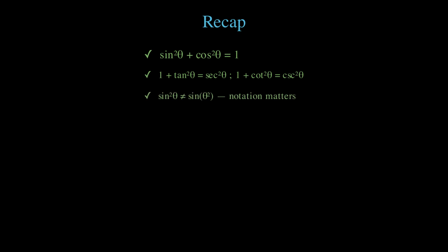Recap. Sine squared theta plus cosine squared theta equals 1. You can derive the tangent and cotangent forms by dividing the core identity by cosine squared or sine squared. Watch exponent placement and use the identity before you chase unnecessary angle calculations.